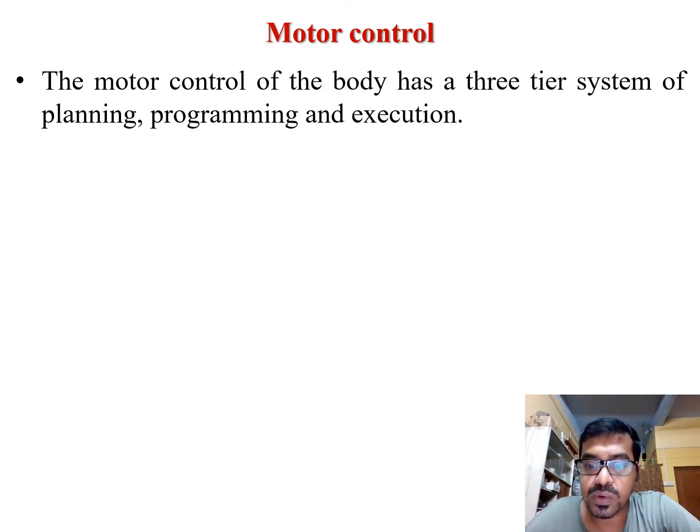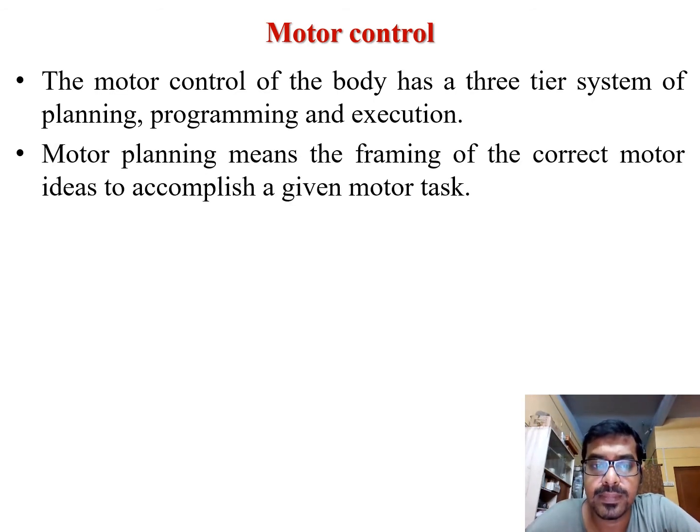Now this motor control has a three-tier system. Firstly, there will be planning, then programming, and then execution. Different parts of our central as well as peripheral nervous system are involved in the planning, programming, and execution of motor activities. Now, first of all, what is motor planning?